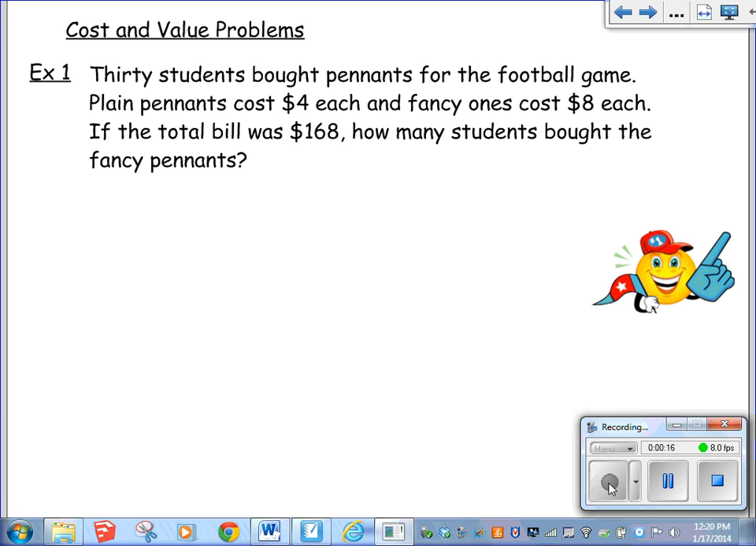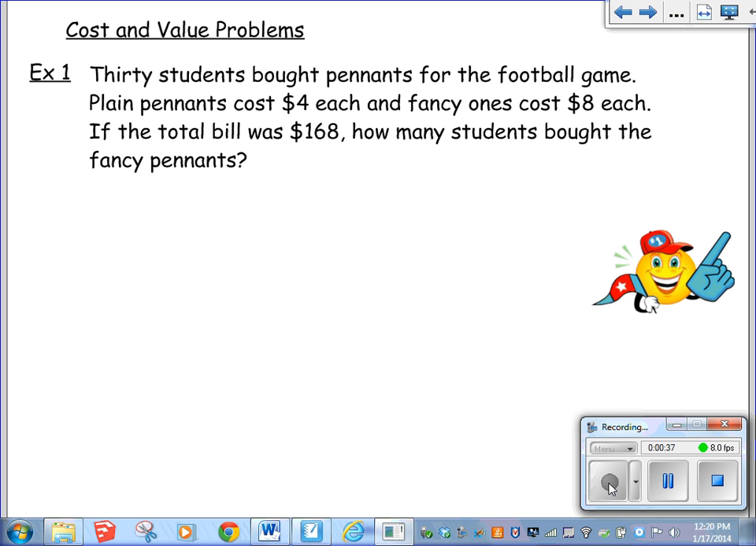30 students bought pennants for the football game. Plain pennants cost $4 each, and fancy ones cost $8 each. If the total bill was $168, how many students bought the fancy pennants? Woo, that's a fun problem. Got a lot of information in it, doesn't it?